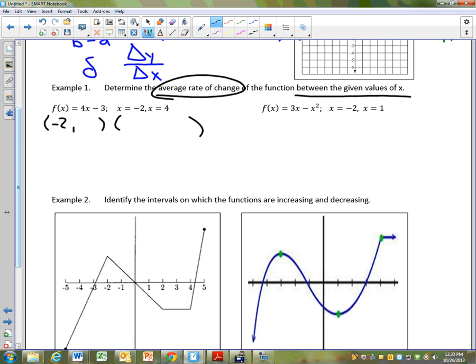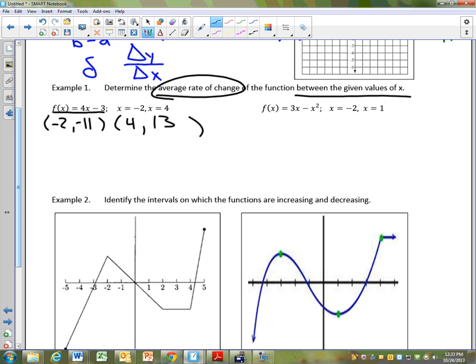So I have x is -2 and I have x is 4. What am I missing? Need the y values. How do you find the y values? I got x. Plug them in. Yeah, f of x is 4x minus 3. Plug them in. 4 times -2 is -8. Minus 3 is -11. 4 times 4 is 16. Minus 3 is 13. We've got them.